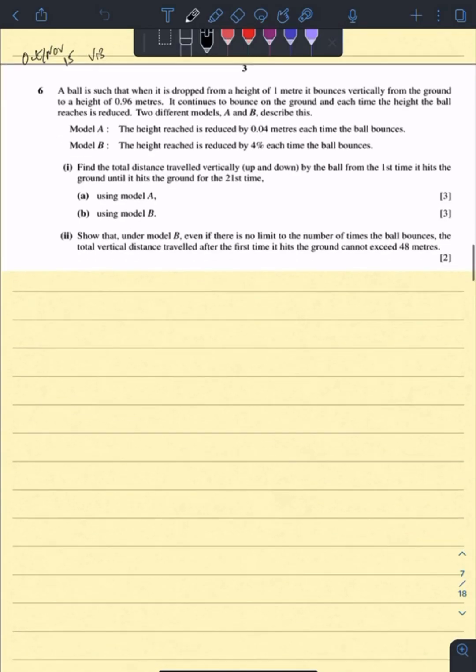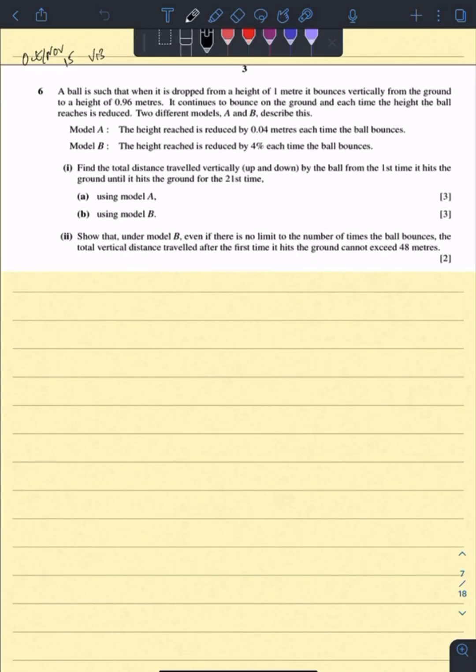Okay, so a ball is dropped from a height of 1 meter. It bounces vertically from the ground to a height of 0.96. So 0.96 bounces up, and it continues to bounce on the ground, and each time the height is reduced.